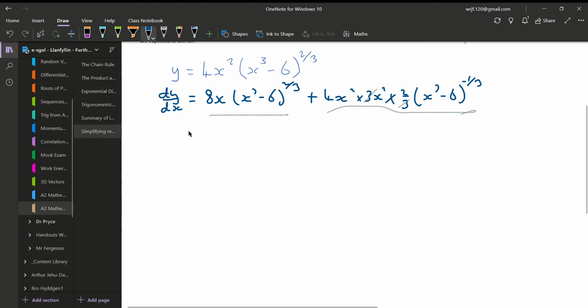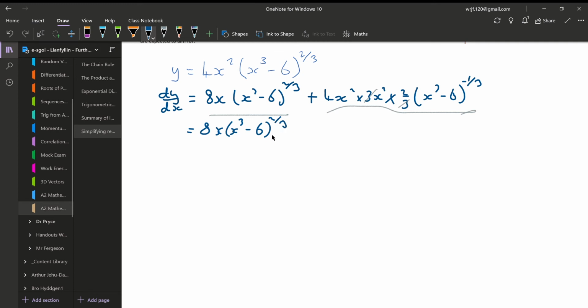as I go on to my next line, which goes like this. So the first term here can just get repeated exactly as it is. That's as tidy as it'll come. 8x brackets x cubed. Try and make that a bit clearer this time. Yeah, that's a bit better. x cubed minus 6 to the power of 2/3. That's all as it should be.